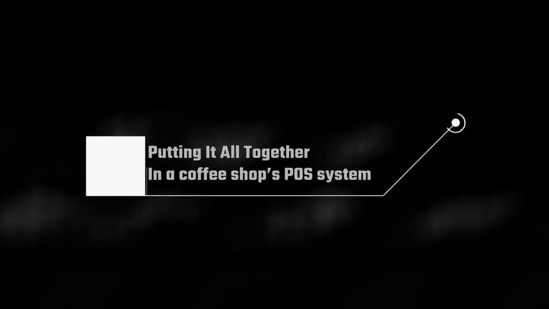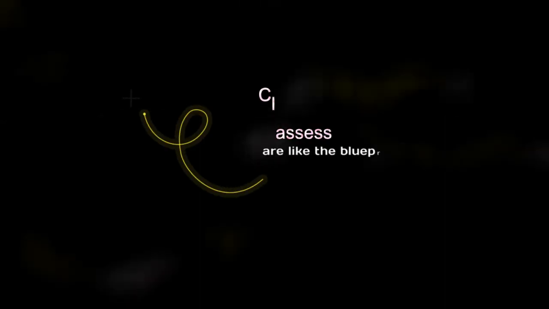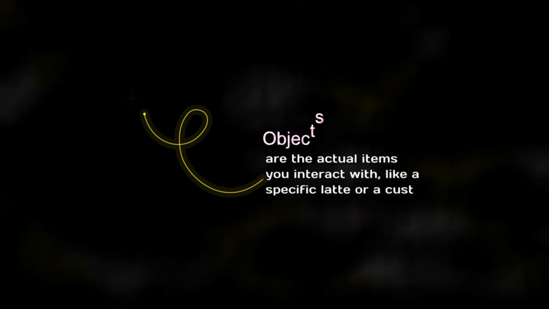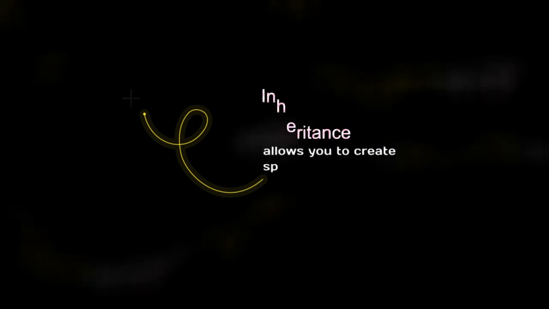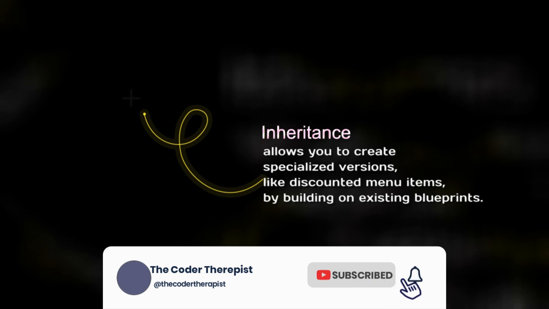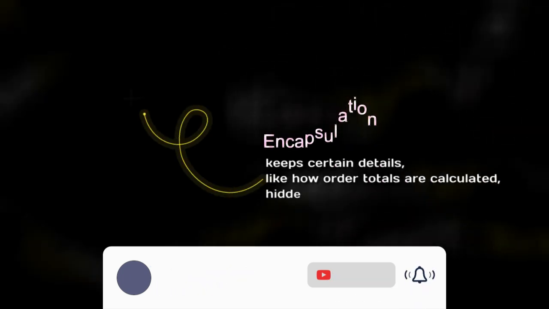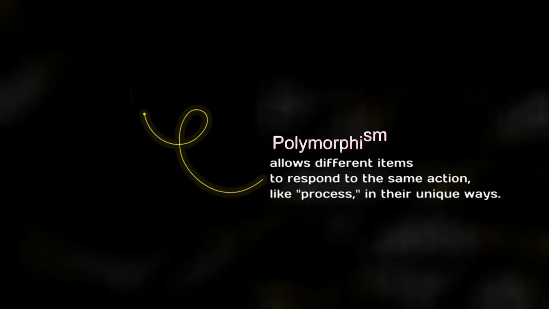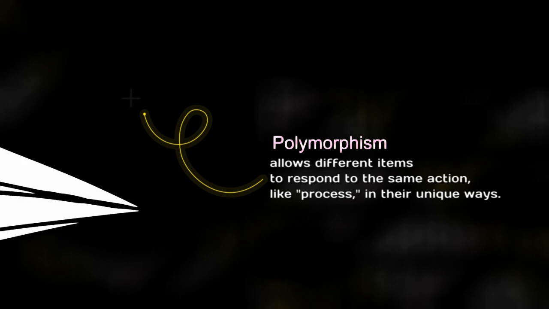Putting it all together. In a coffee shop's POS system, classes are like the blueprints for different components, such as menu items, orders, and staff. Objects are the actual items you interact with, like a specific latte or a customer's order. Inheritance allows you to create specialized versions, like discounted menu items, by building on existing blueprints. Encapsulation keeps certain details, like how order totals are calculated, hidden within the object. Polymorphism allows different items to respond to the same action, like process, in their unique ways.